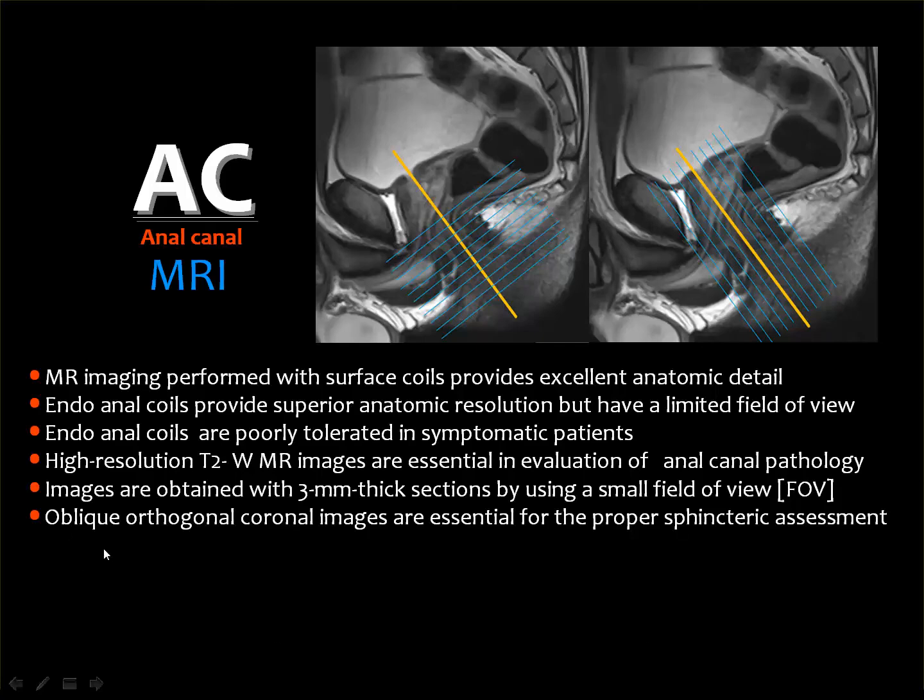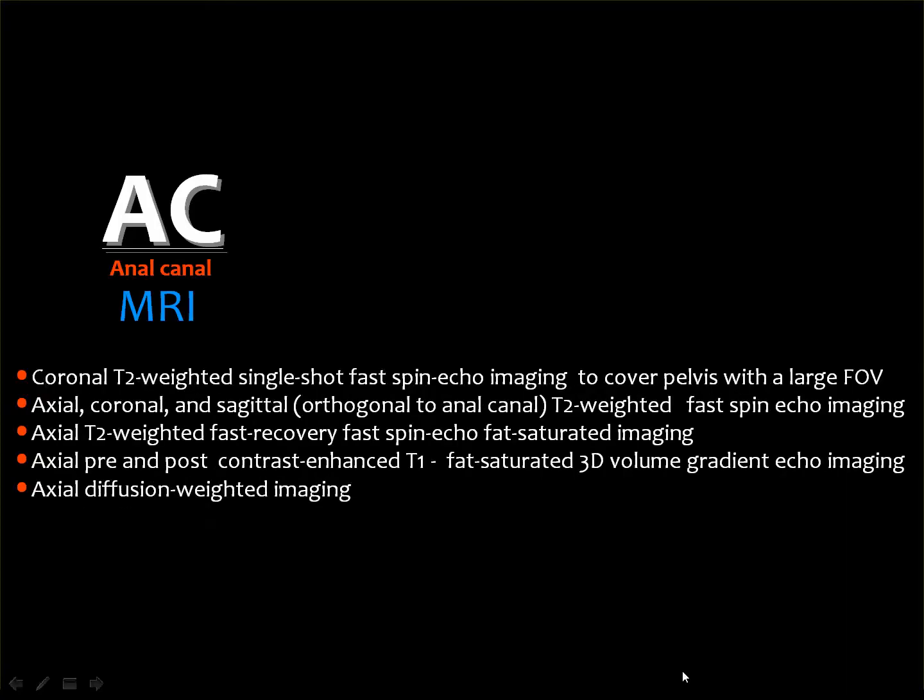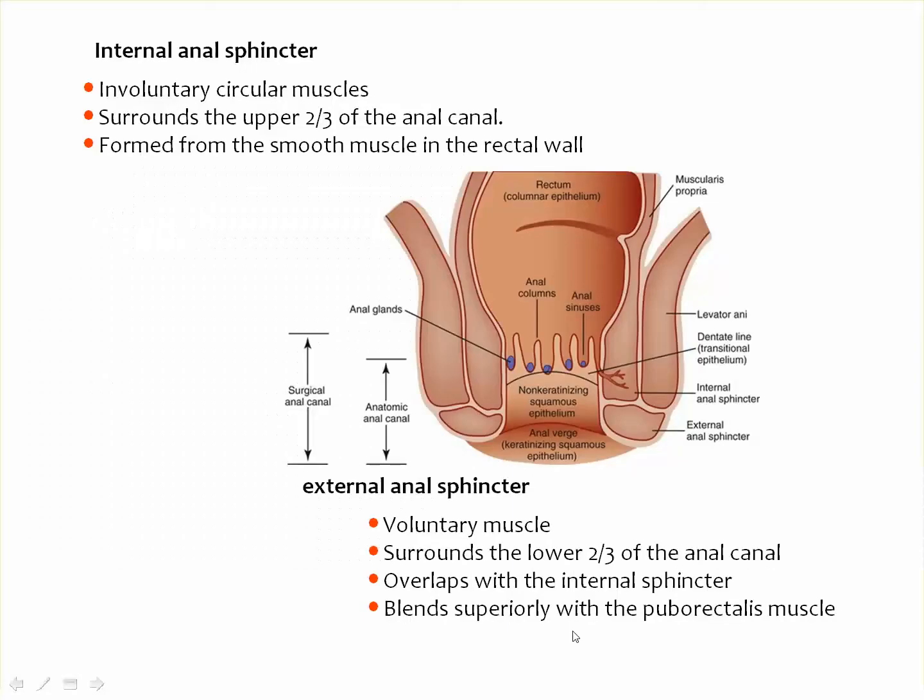That's what we call the oblique orthogonal coronal images, which are very essential for evaluation of the anal sphincters. Then we agreed about the pulse sequences needed, and we will repeat this many times, but you should stress on the T2 high resolution imaging in the three planes orthogonal to the anal canal: axial, coronal, and sagittal. Then you may have fat suppressed images before and after contrast injection.